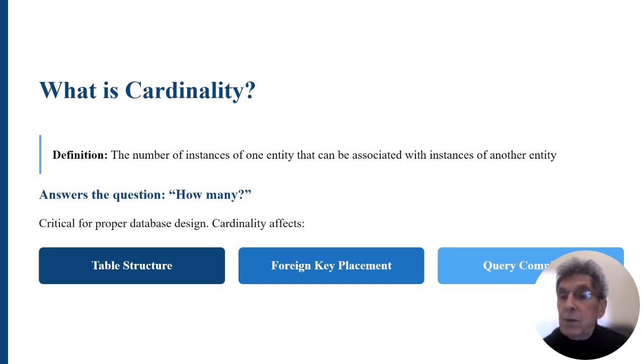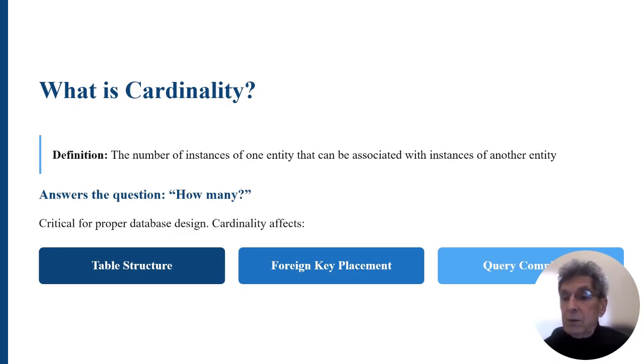Cardinality answers a simple but crucial question: how many? Specifically, cardinality defines the number of instances of one entity that can be associated with instances of another. When we say a patient has visits, cardinality tells us how many visits one patient can have, and conversely, how many patients one visit can belong to. This might seem like a trivial question, but the answer fundamentally shapes your database structure.